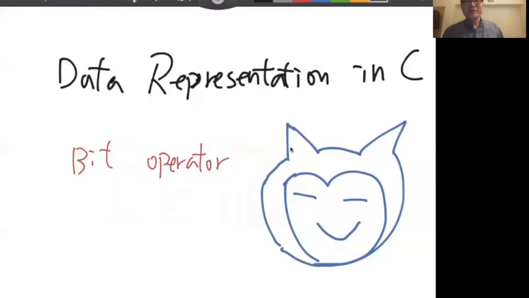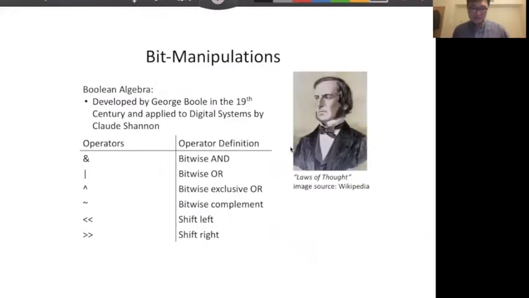Today, let's talk about bit operators, very special operators in the C language. You will find that they are more useful than you thought before. Let's take a look at bit operators. Actually, we will talk about six bit operators today. The first one is bitwise AND. The second one is bitwise OR.